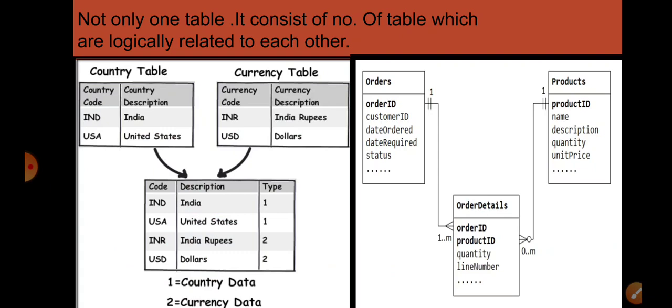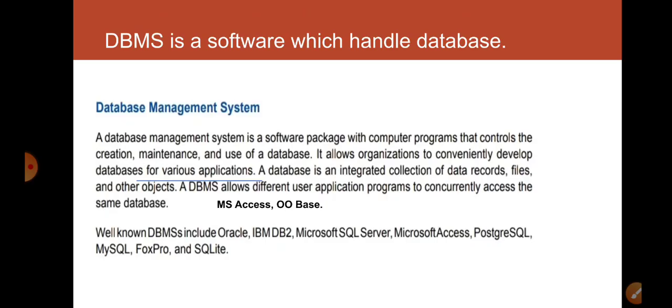We can consist in a single table country currency table, and in another example, one table is order and another table is product, and from these two tables we can make order detail. This is your logically related data in a database.